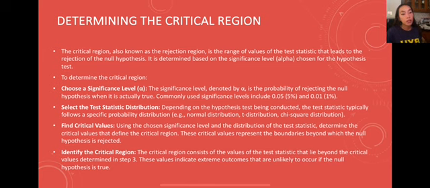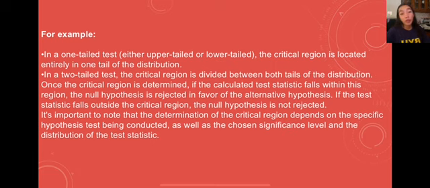Identify the critical region. The critical region consists of the values of the test statistic that lie beyond the critical values determined in step 3. These values indicate extreme outcomes that are unlikely to occur if the null hypothesis is true. For example, in a one-tailed test, either upper-tailed or lower-tailed, the critical region is located entirely in one tail of the distribution. In two-tailed tests, the critical region is divided between both tails of the distribution.